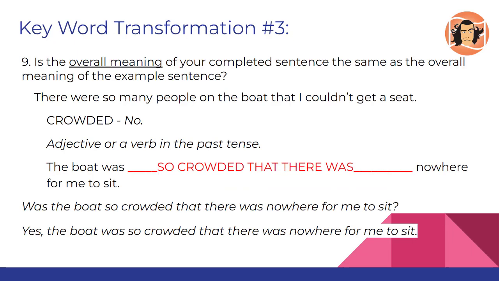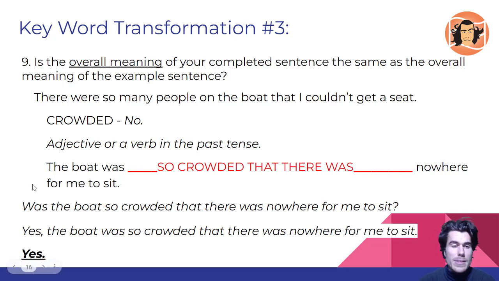Step number 9. Is the overall meaning of our completed sentence the same as the overall meaning of the example sentence? The boat was so crowded that there was nowhere for me to sit. There were so many people on the boat that I couldn't get a seat. Yes, I think the overall meaning is the same.